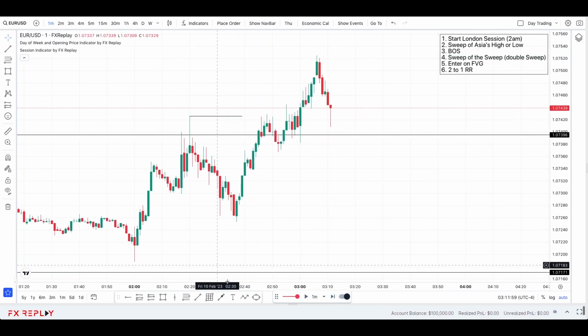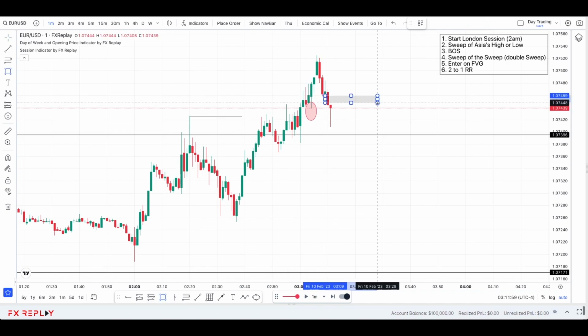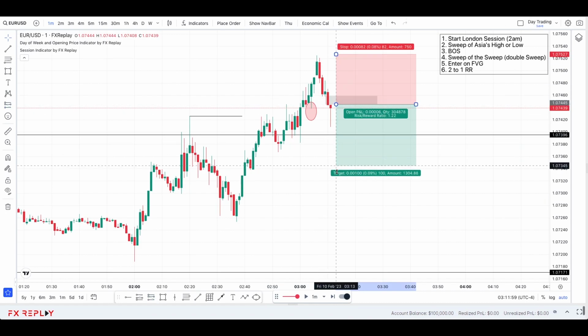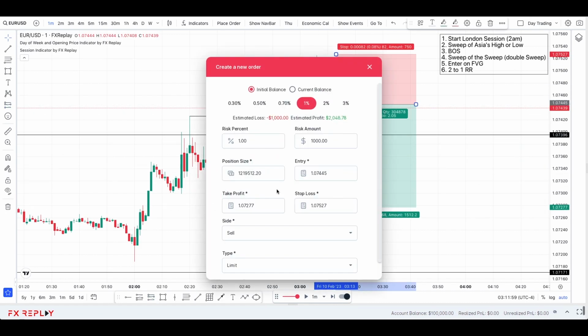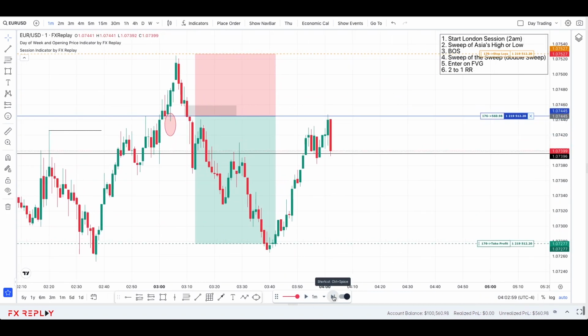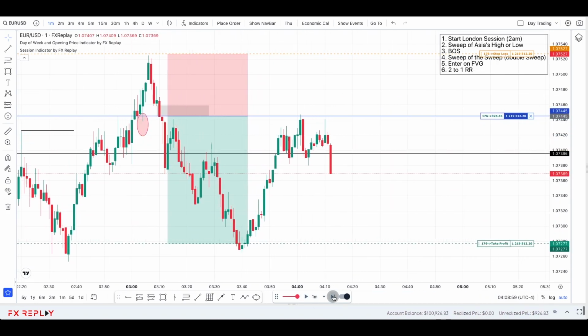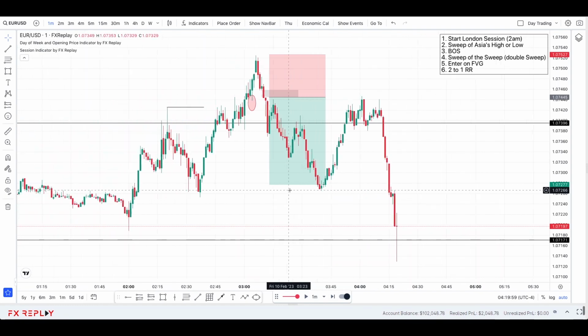Alright, so we had the breakout structure with this low and the fair value gap right there. So we can just put the trade for a 1-to-2. Alright, so we came back. Beautiful trade right there.